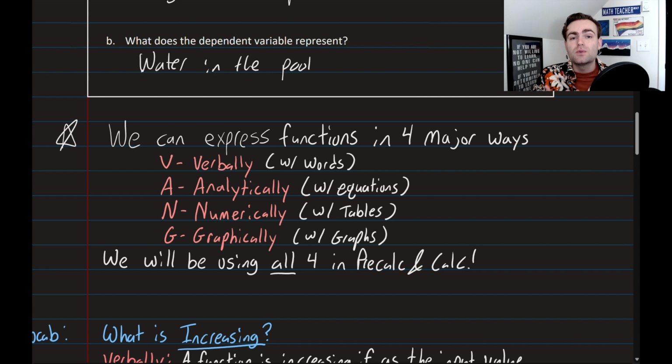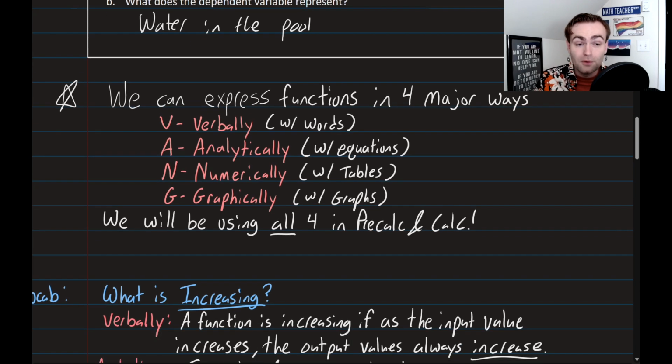And those ways are verbally, analytically, numerically, and graphically. Those are very fancy words, so I also want to explain what they are in kind of a layman way. They could be explained to you with words in a sentence like the one we just did, with equations, which is arguably the most common, with tables, like a table of values, and with graphs of the curves that these functions would create when graphed. And we're going to be using all 4 of them in both precalculus and calculus. So it's really important to be comfortable with seeing functions in all of these different ways.